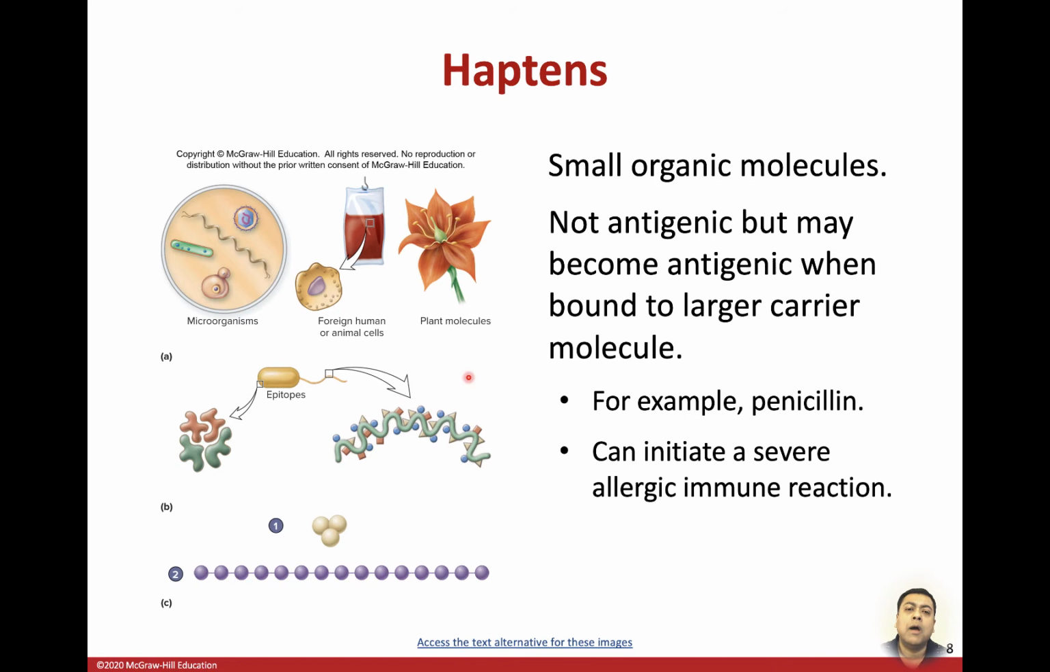And this quinol molecule, which is present in the poison ivy plant, is an example of a hapten. By itself, it is not an antigen, but it reacts with or binds to one of your larger skin carrier molecules and becomes immunogenic.